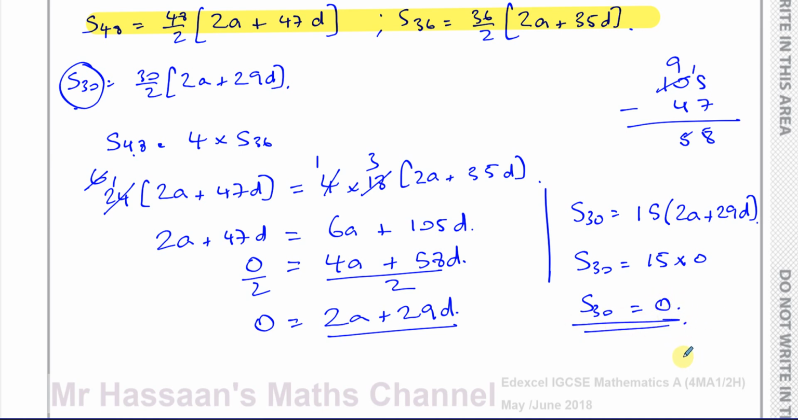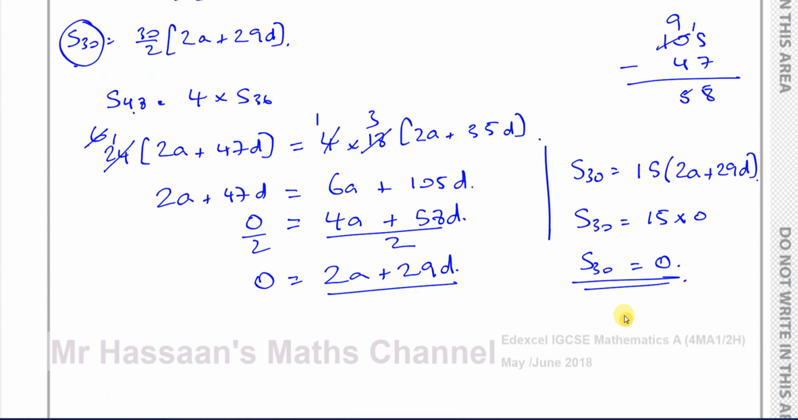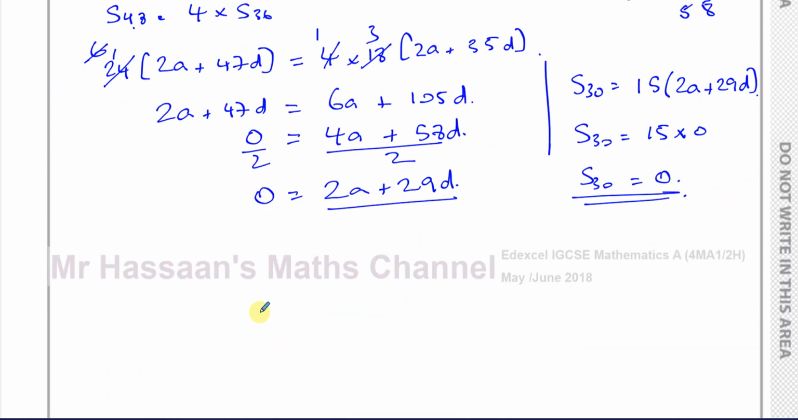So the sum of the first 30 terms is going to be 0. Okay, so there we have the answer to the question. We don't know what a is, we don't know what d is, but we know that the sum of the first 30 terms is 0. Now some people say, how does that make sense? Well, it can make sense because you might have some terms which are negative, some which are positive. When you add them together, they cancel each other out.